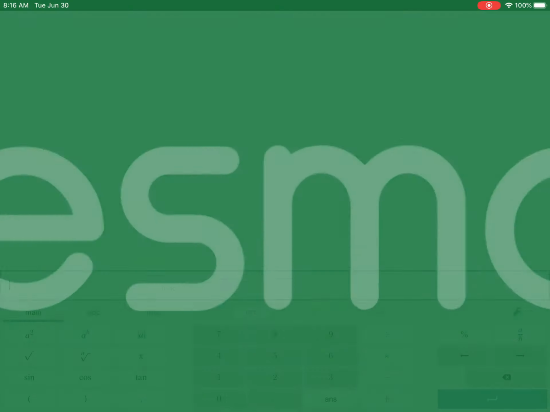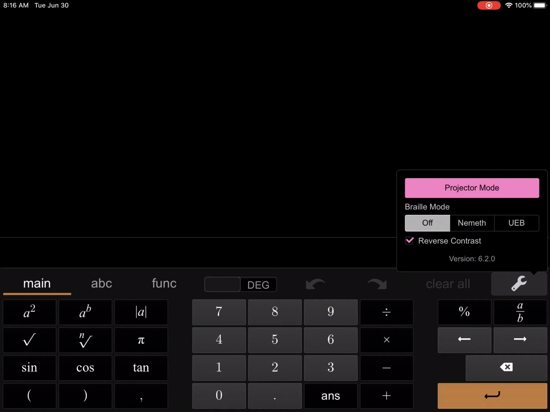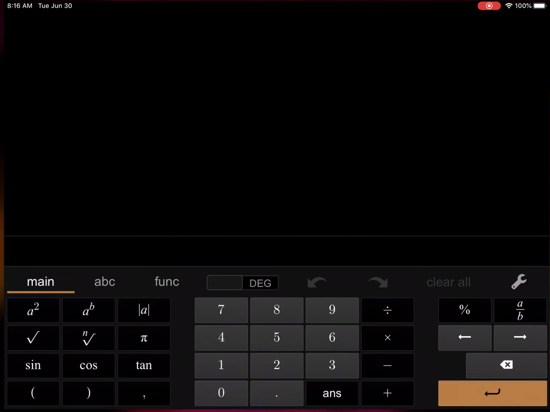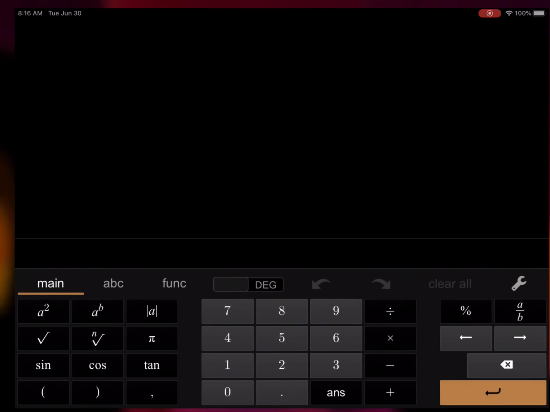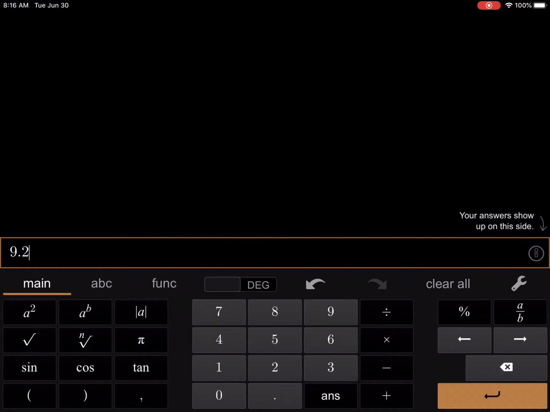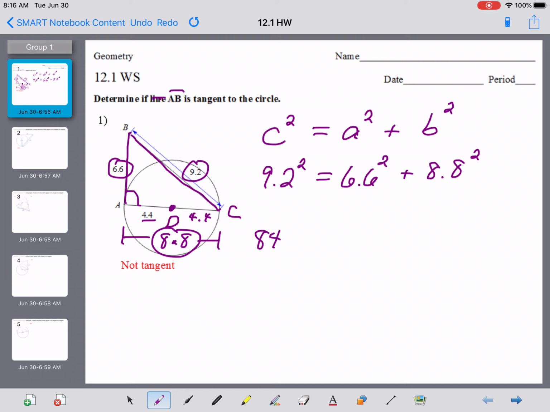Okay, I gotta fire this back up here. Our long side here was 9.2, so let's see what happens when we square that. 9.2 squared gives us 84.64 for this left side. 84.64 equals, and I've got a feeling this right side is going to be too big.